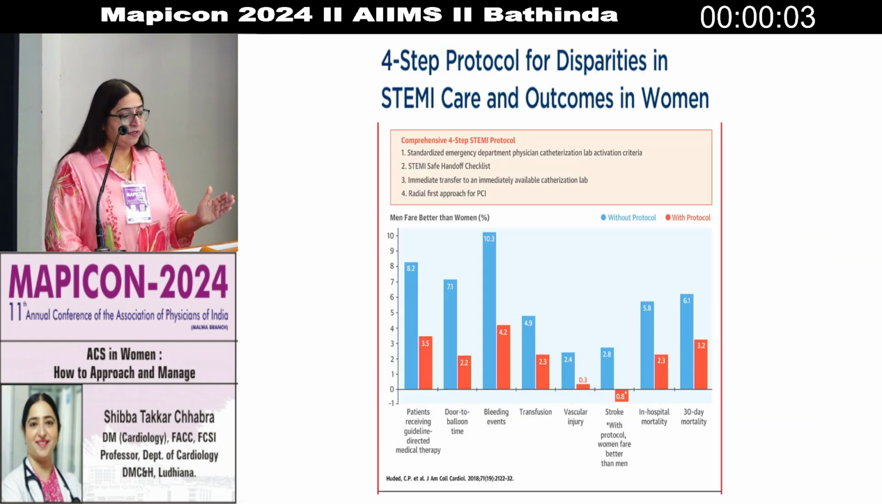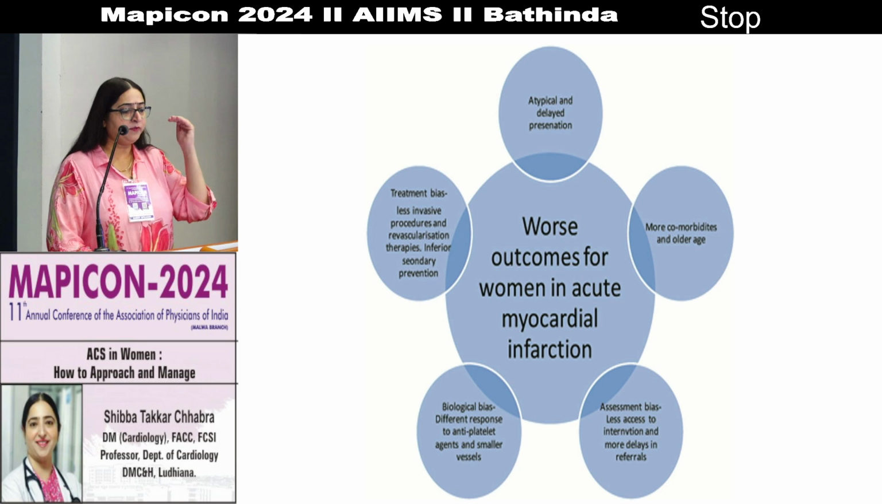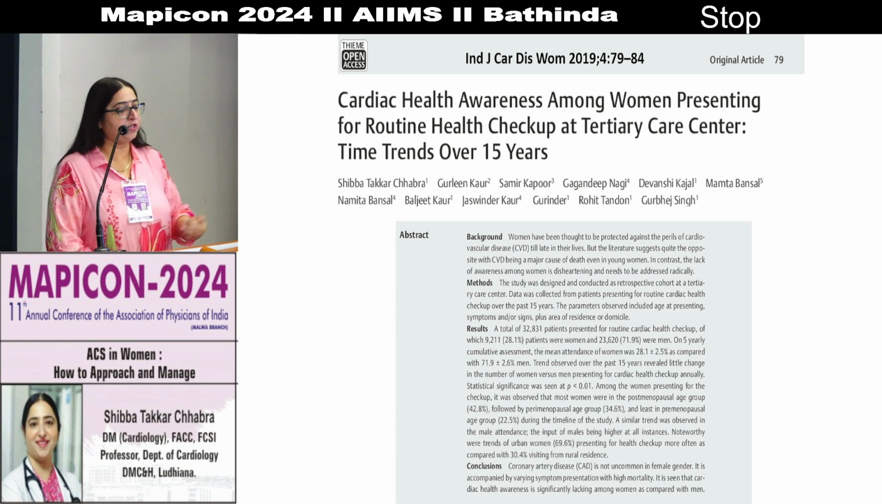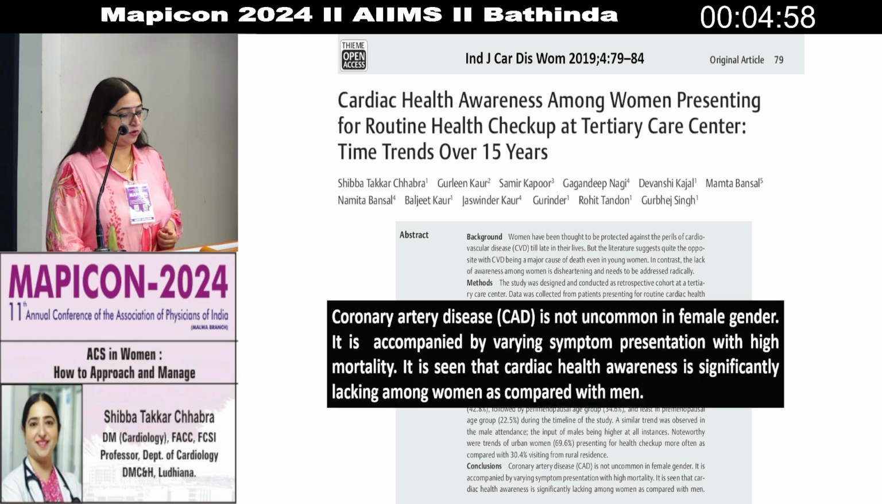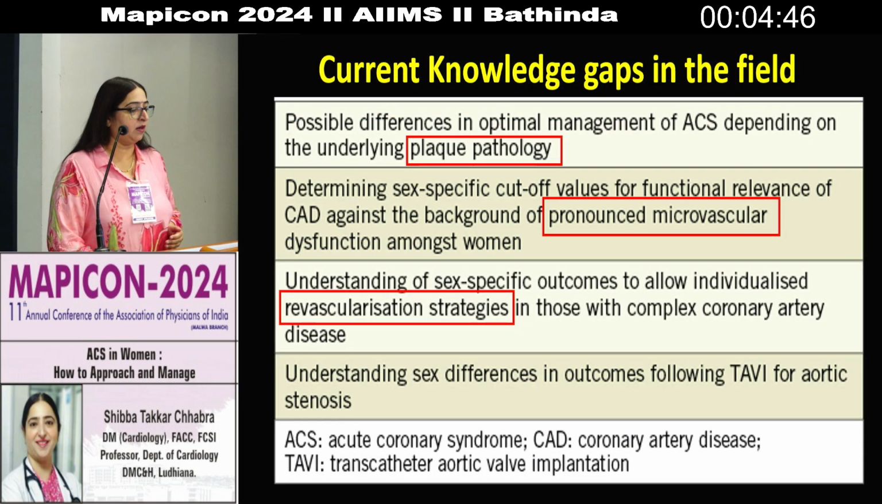So women present late, and a STEMI protocol has been developed so that they come earlier. Atypical presentation, more comorbidities, assessment bias by the physician, biological bias due to reproductive factors, and treatment bias lead to adverse outcomes. This was a study we did at our center of around 35,000 patients, and we found that over a period of 15 years, less than 30% of women come for health checkups, and most of them are post-menopausal.